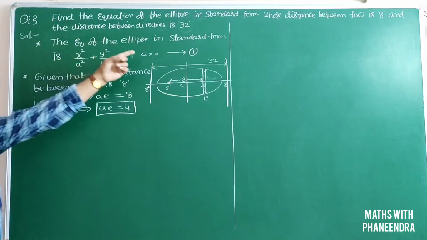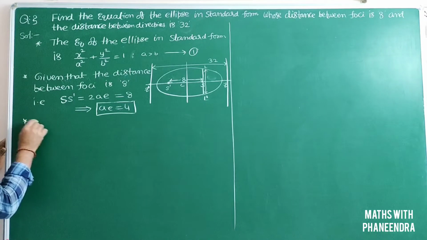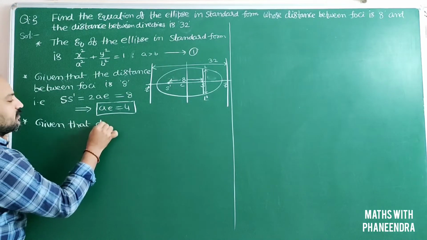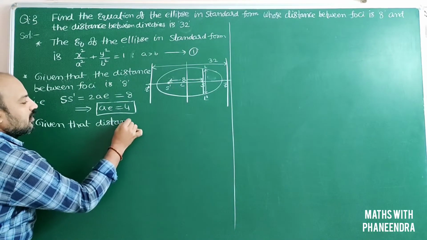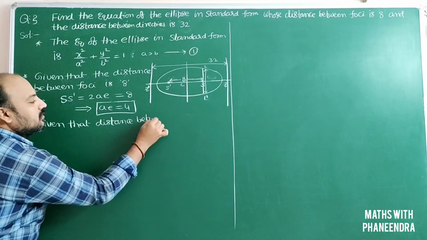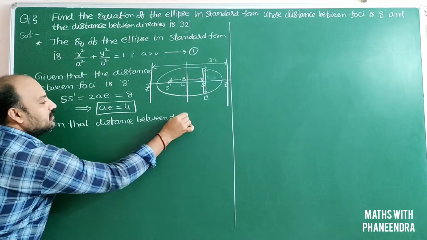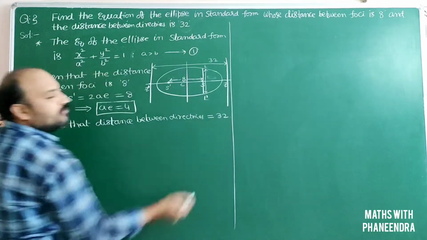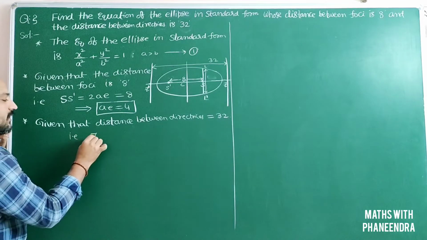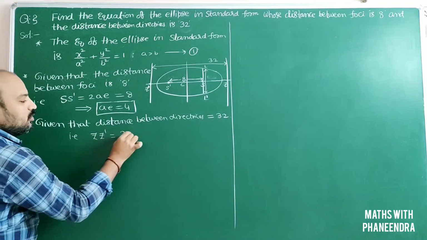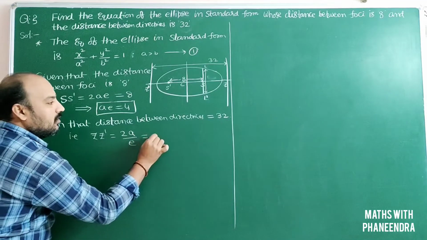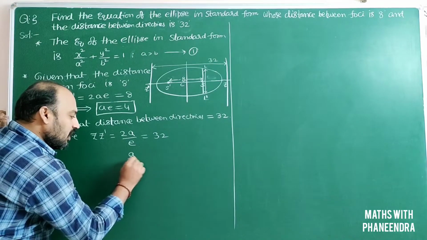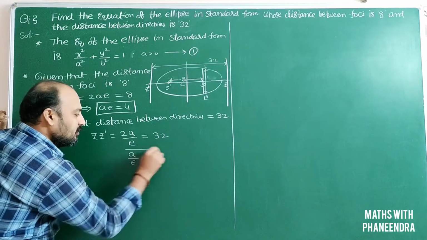Next condition, the distance between directrices. Given that the distance between directrices is equal to 32. The distance between directrices is denoted by z dash, which is equal to 2a by e, the standard formula. So 2a by e equals 32, so a by e is equal to 16.